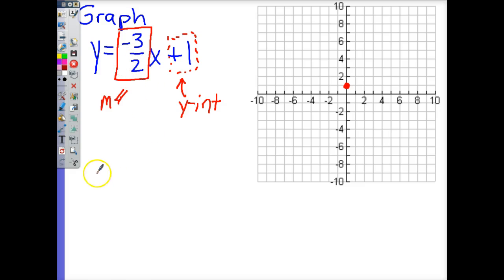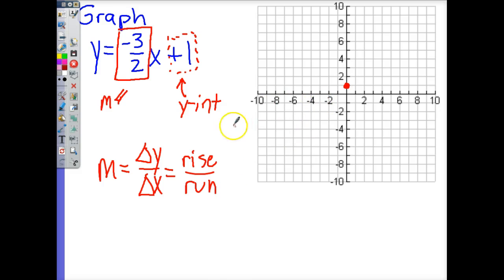The slope, what is the slope? The slope is change in y over change in x. So how much does my y change over how much my x changes? Or rise over run, which is how we like to remember it. How much does my y change? Negative 3. 1, 2, 3. How much does my x change? Positive 2. So 1, 2, 3, and a positive 2, 1, 2.